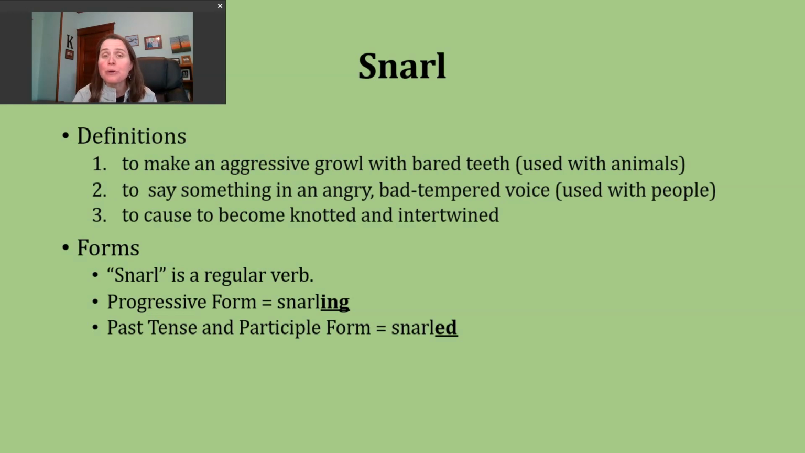For now, you should know that snarl is a regular verb. If you want to make the progressive form of the verb, all you need to do is add ing, and that forms snarling. The past tense and the participle form of this verb can be made by adding ed. Now our base verb, snarl, ends in a voiced L sound. This means our ed ending is just going to make a D sound, and we're not going to add an extra syllable when we say it. So the past tense and the participle form of the verb should sound like this: snarled, snarled.